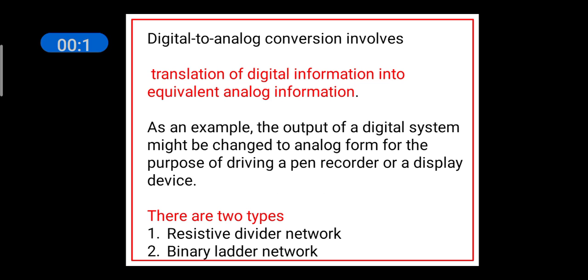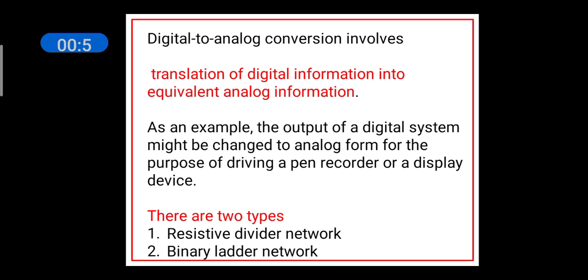As an example, in a computer, the arithmetic logic unit performs operations with binary numbers and it will be producing the result in the binary form. Since we cannot easily understand the binary form, we have to convert this into analog form so that we can store it in the pen drive, or we can see that in the monitor, or we can take a printout. So it is necessary to have digital to analog converters.